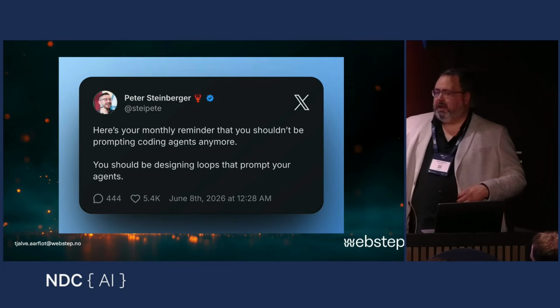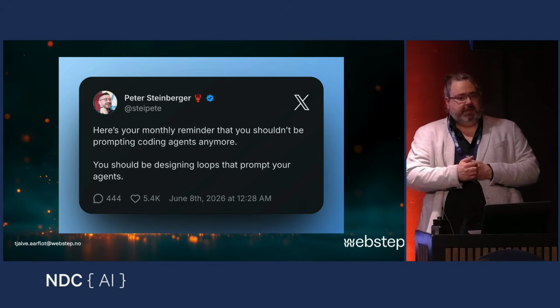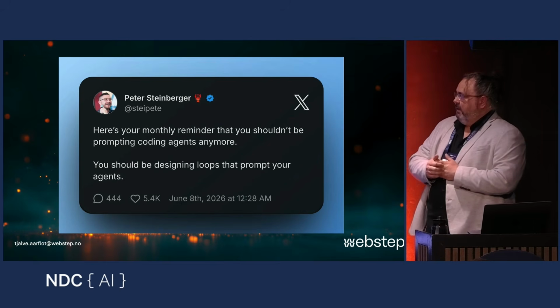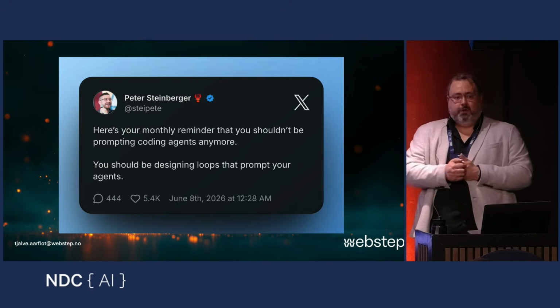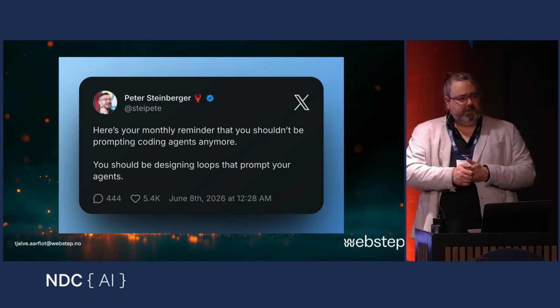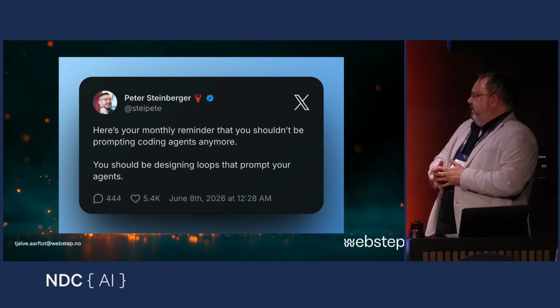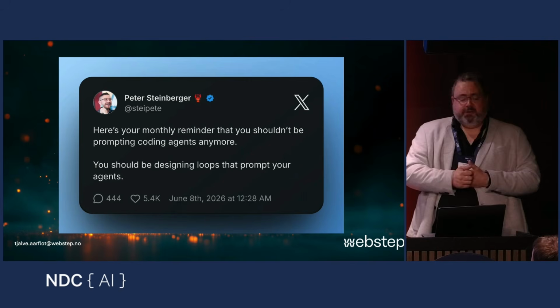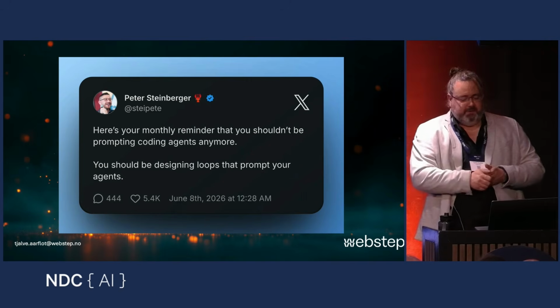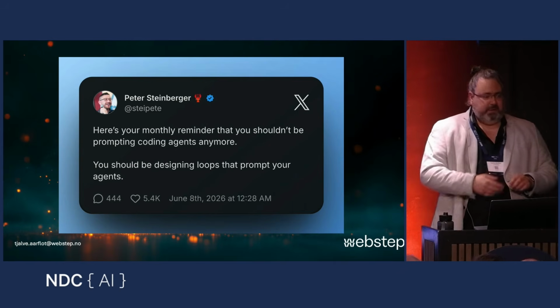So this is more aligned with this cycle that everyone talks about lately. This is the creator of Claw code, Claw, OpenClaw, this is what it's called now. Design loops that prompt your agent, don't prompt your agents, right? So that's what I'm trying to do, I guess.